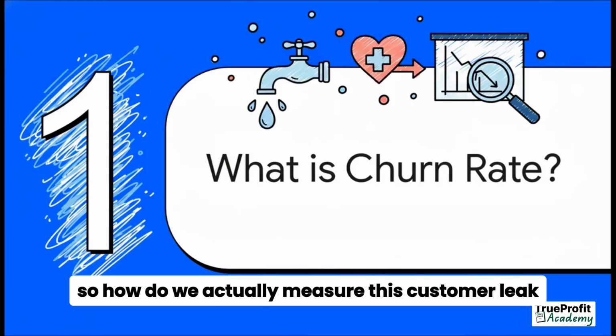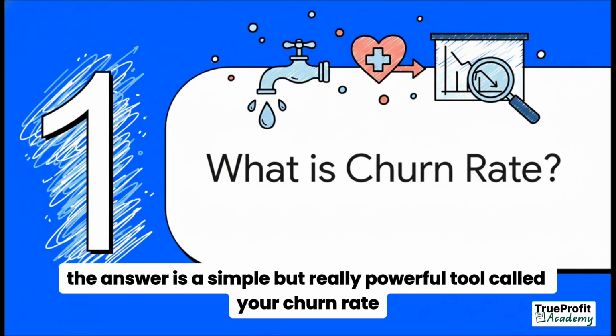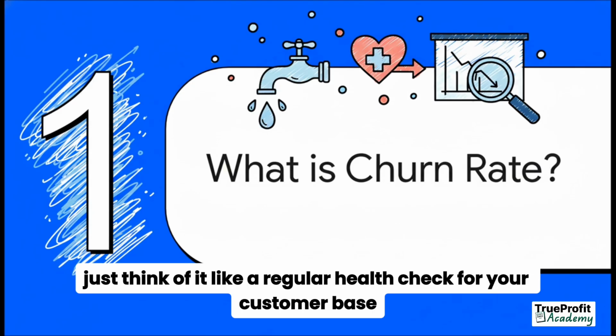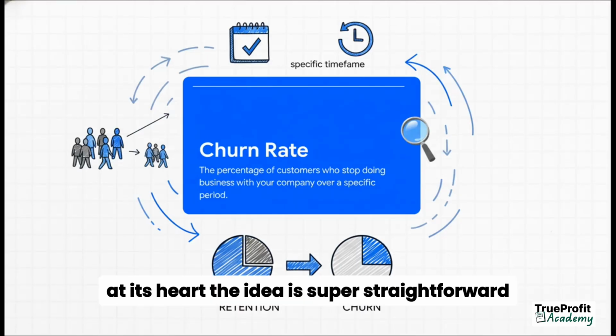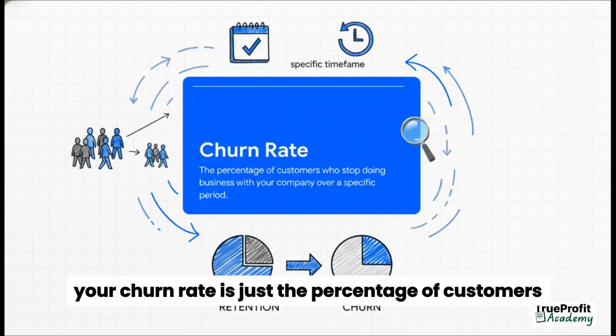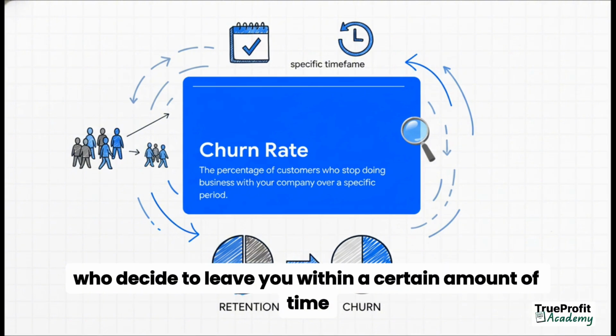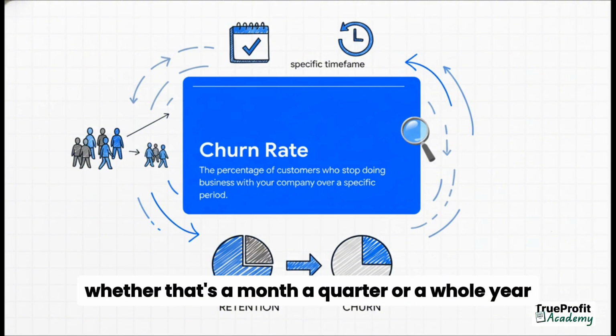So how do we actually measure this customer leak? How do we put a number on it? Well, the answer is a simple but really powerful tool called your churn rate. Just think of it like a regular health check for your customer base. At its heart, the idea is super straightforward. Your churn rate is just the percentage of customers who decide to leave you within a certain amount of time, whether that's a month, a quarter, or a whole year.